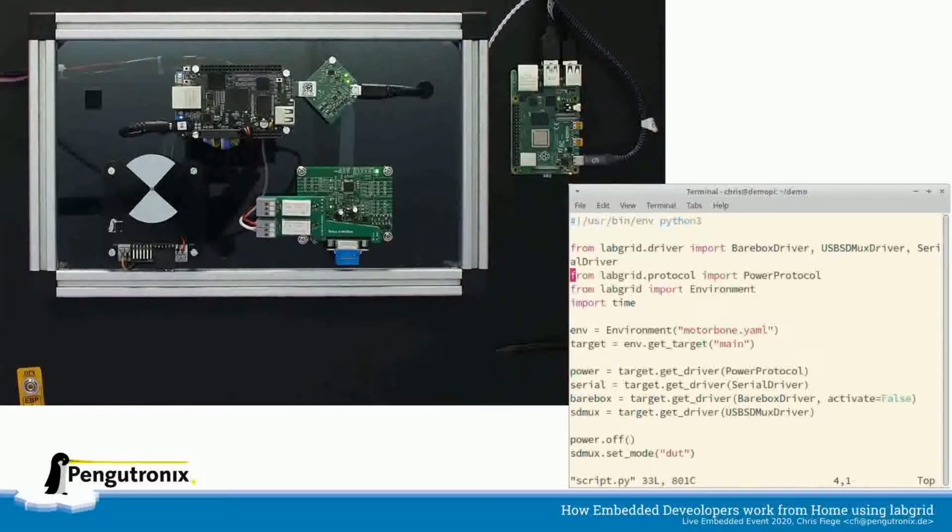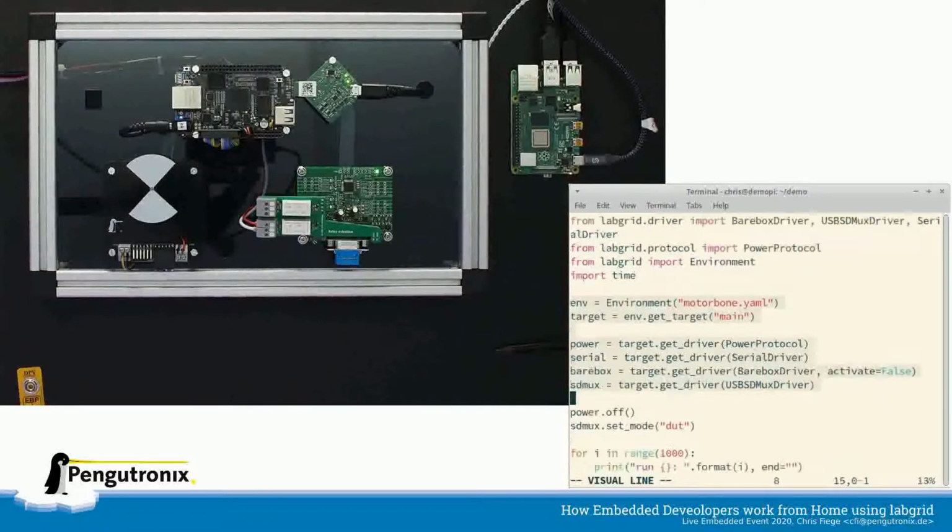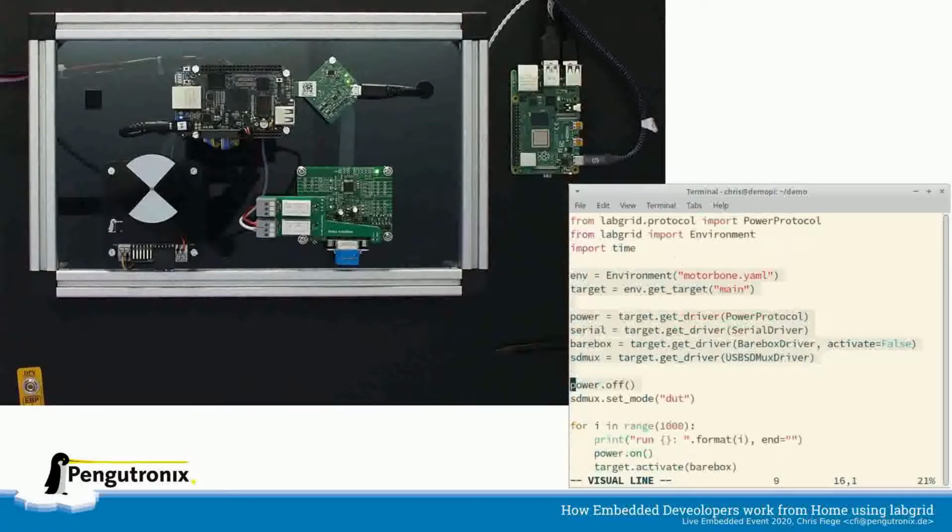In this script, we will again use our place configuration that I've shown you earlier. We will interact with a few drivers that we have defined in this environment, in this configuration. Well, and now we start just scripting. First thing we do is we power off our device under test and bring our USB SD mux into a defined state, so we are clear to boot.